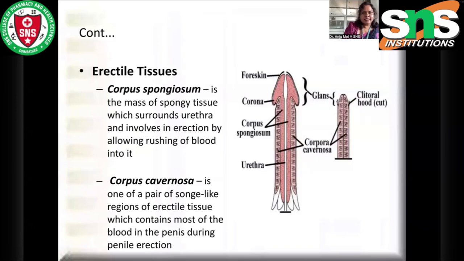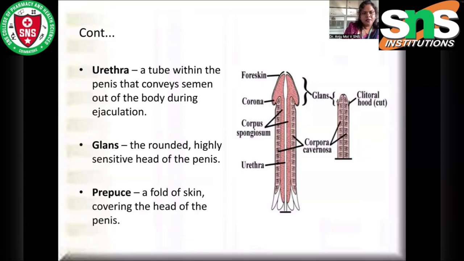And there are certain tissues, we can call them erectile tissues. First one is corpus spongiosum. It is a mass of spongy tissue which surrounds the urethra and is involved in the erection by allowing a rushing of blood into it. Second is corpus cavernosa. It is one of a pair of sponge-like regions of erectile tissue which contains most of the blood in the penis during the penile erection.